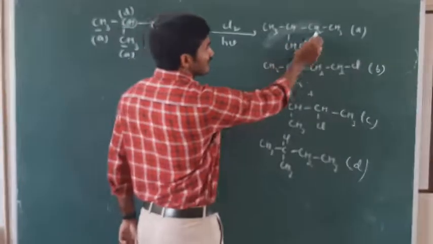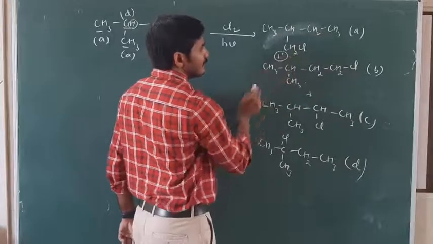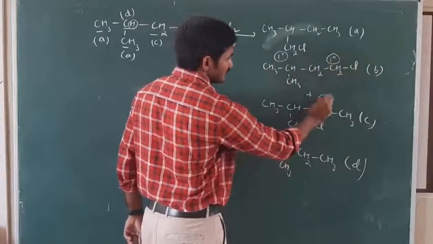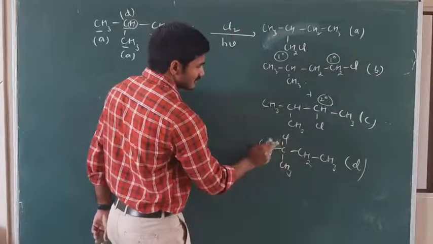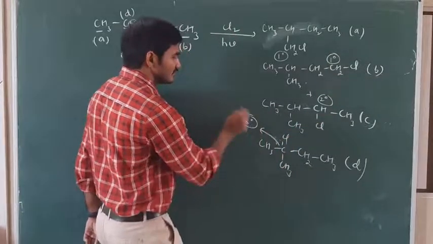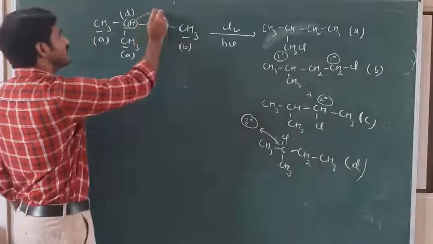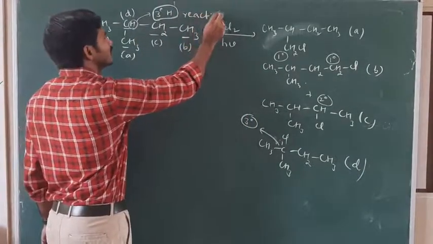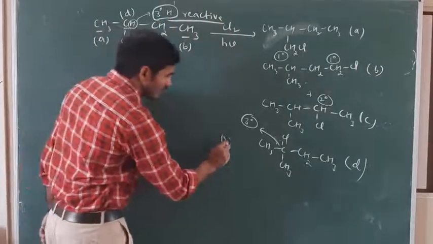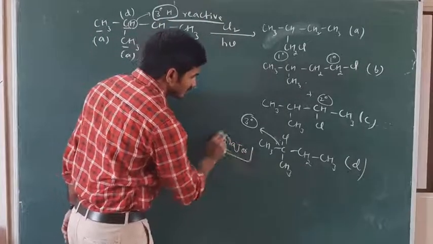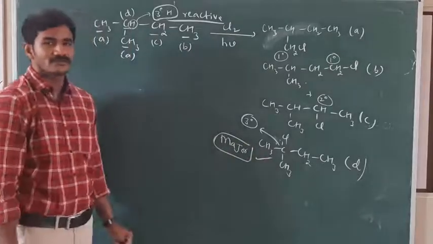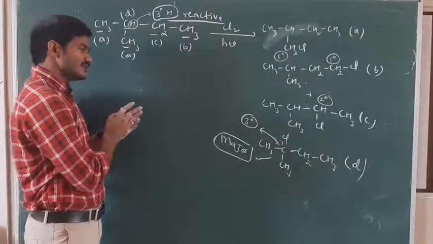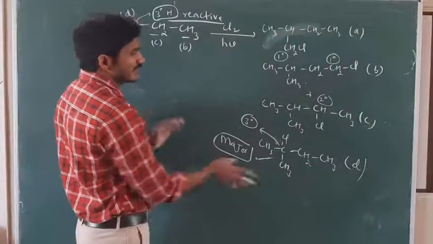This hydrogen attached carbon is primary carbon. This is primary. This is secondary. And this carbon is what? Tertiary. This tertiary hydrogen is more reactive. That's why it can form the major. This is the major. So this way you try to understand how to write the major product directly.